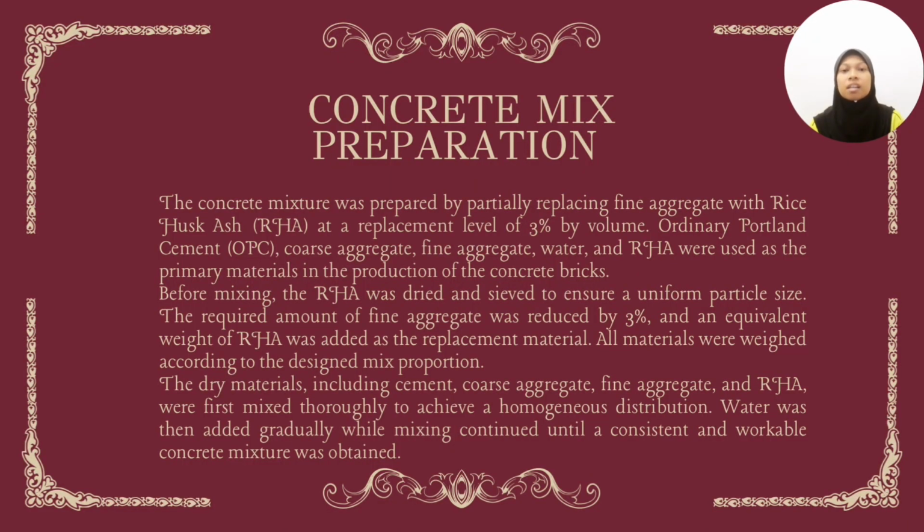Concrete mix preparation. The concrete mix was prepared by partially replacing fine aggregate with rice husk ash (RHA) at a replacement level of 3% by volume. Before mixing, the RHA was dried and sieved to ensure uniform particle size. The required amount of fine aggregate was reduced by 3%, and an equivalent weight of RHA was added as the replacement material. All materials were weighed according to the design mix proportion.